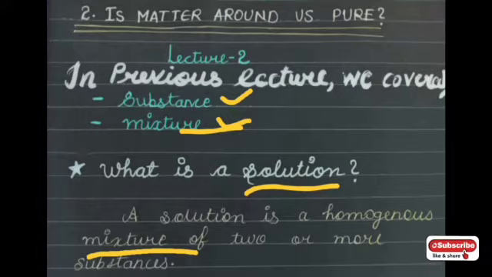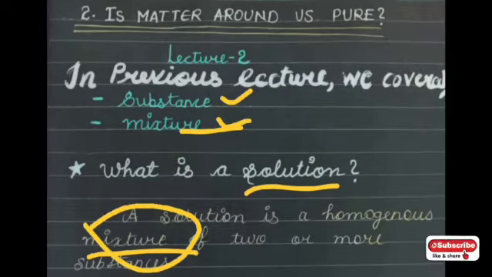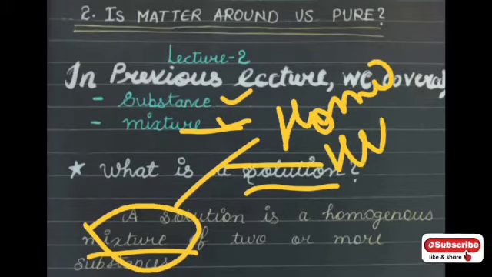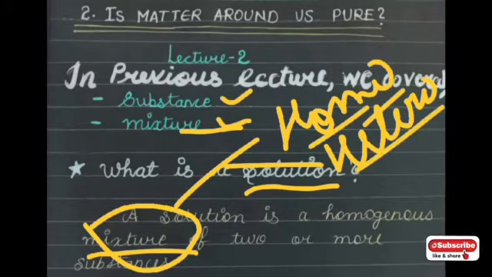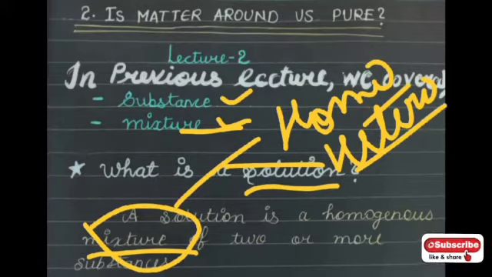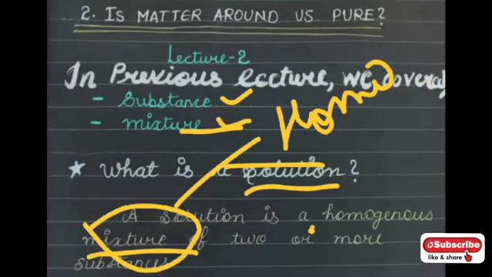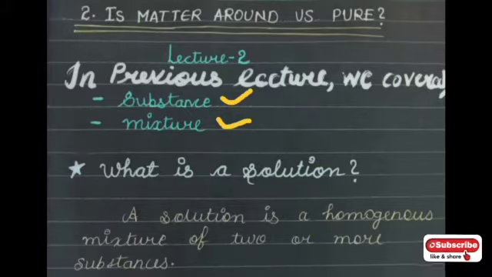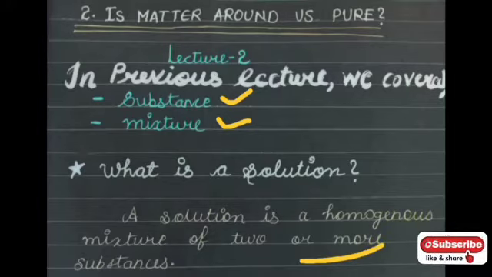But when we are talking about a solution, at that time we are taking a homogeneous mixture. We have also studied that a mixture can be divided into two types called homogeneous and heterogeneous. These two types we have done in the last lecture. So over here in a solution we are taking a homogeneous mixture, and you already know that a homogeneous mixture means that we cannot differentiate the constituent particles present in a mixture. That is a homogeneous mixture of two or more substances.